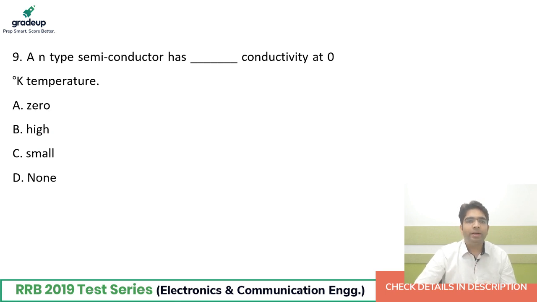A N-type semiconductor has dash conductivity at 0 degree K. N-type semiconductor has zero conductivity. Zero, high, small, none. It has zero conductivity. Yes, at absolute zero temperature, its conductivity is zero. Okay.